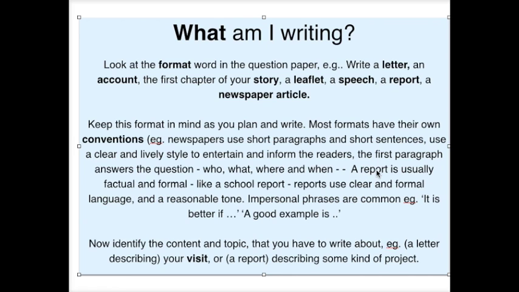However, if you're asked to do a report, which could be like a business report, this is usually very factual and much more formal. An example would be a school report or a business report, and reports use clear and formal language and also a reasonable tone, so nothing too emotional or too involved from you as a writer. Impersonal phrases could be used in a report, such as "it is better if", so you want to be a little more detached for report writing.